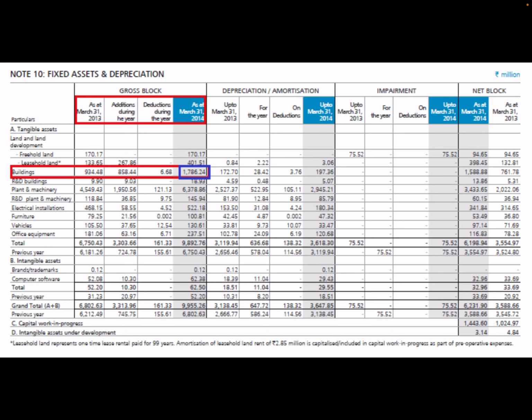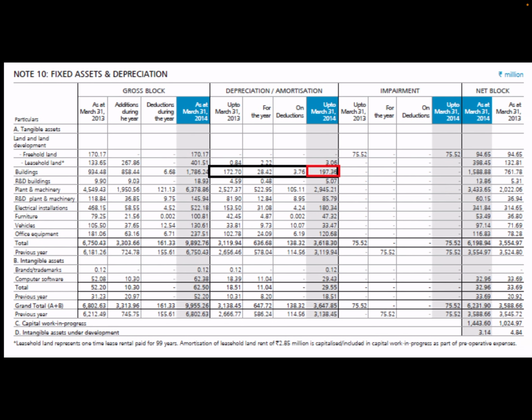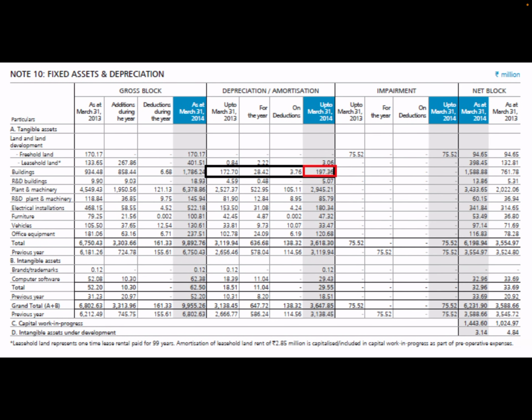In this snapshot, I have highlighted the depreciation section belonging to the building. As of 31st March 2013, ARBL has depreciated by rupees 17.2 crore, to which they need to add 2.8 crore belonging to the year 2014.